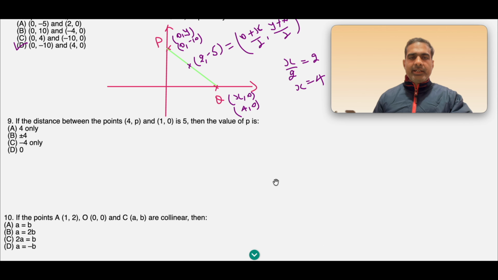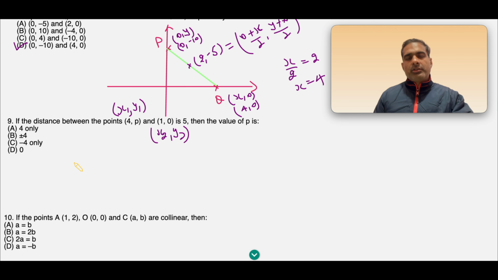So question number 9. If the distance between the points 4, P and 1, 0 is 5, then the value of P is. So generally we use the formula of distance between 2 points as square root of (x2 minus x1) whole square plus (y2 minus y1) whole square. But here anyhow we have to square, so to save time we will not take the square root. So let's take that this point is x1, y1 and this is x2, y2.